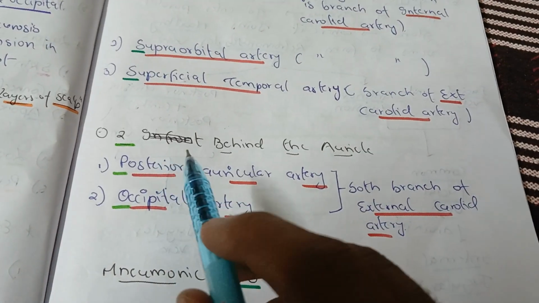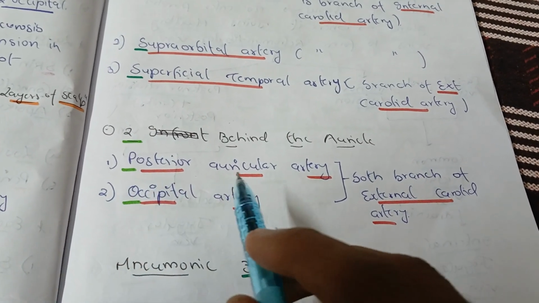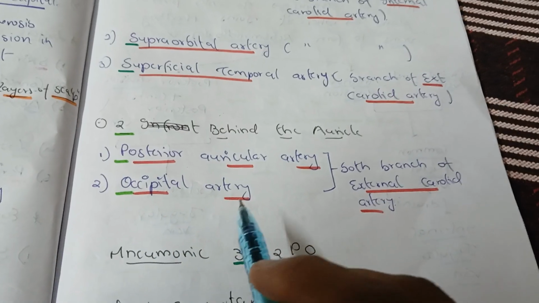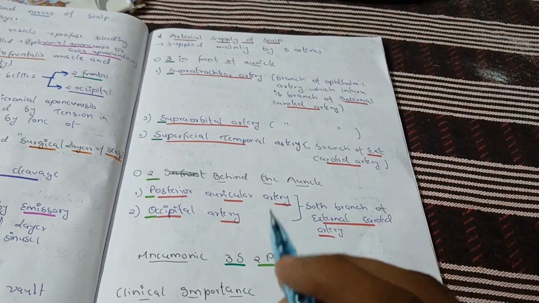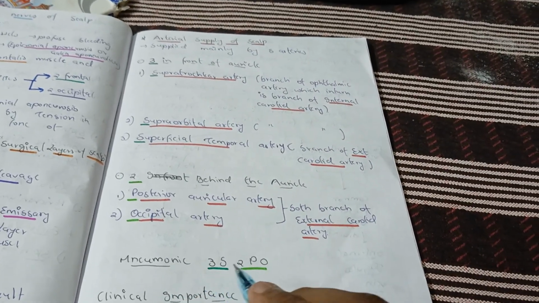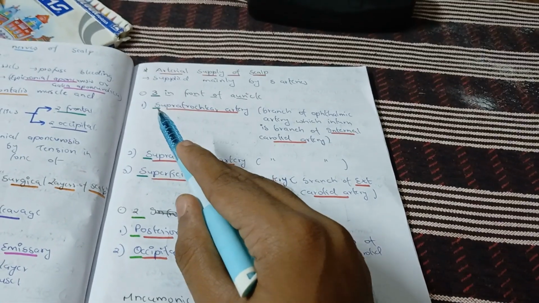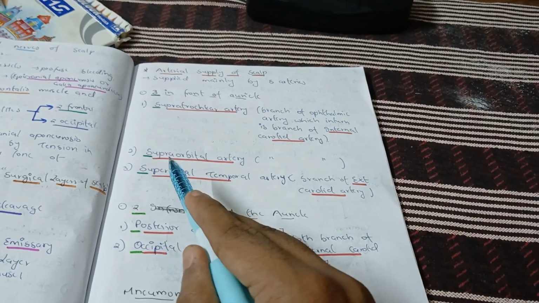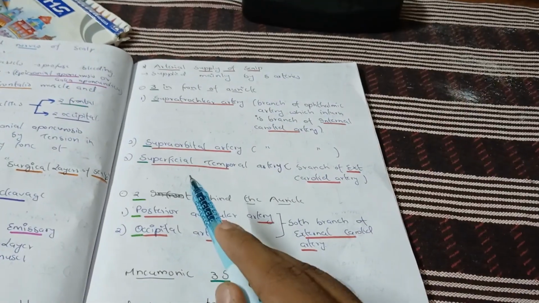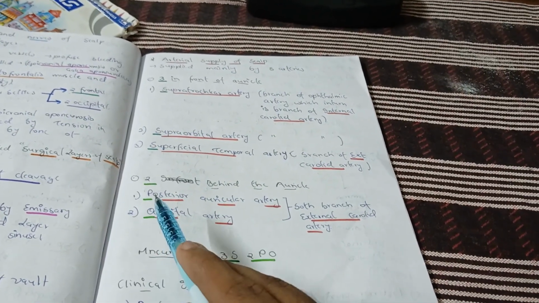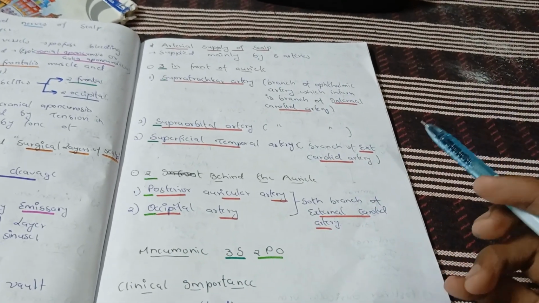The other two arteries enter from behind the auricle. Those arteries are number 1, posterior auricular artery, and number 2, occipital artery. Both of them are branches of the external carotid artery. You can remember all of these arteries using a simple mnemonic, that is 3S2PO. 3 means in front of the auricle there are 3 arteries, and S signifies supratrochlear artery, supraorbital artery, superficial temporal artery. 2 signifies 2 behind the auricle, which in turn has P and O. P is posterior auricular artery, O is occipital artery. So simply you can understand and remember it.